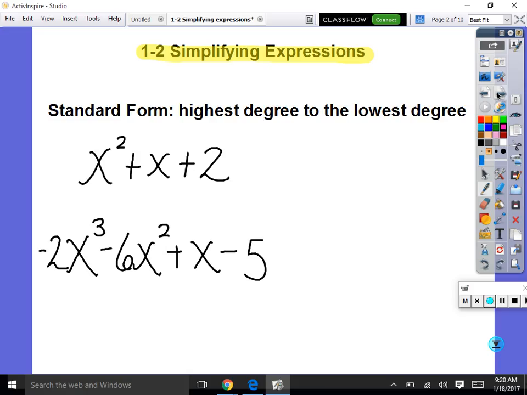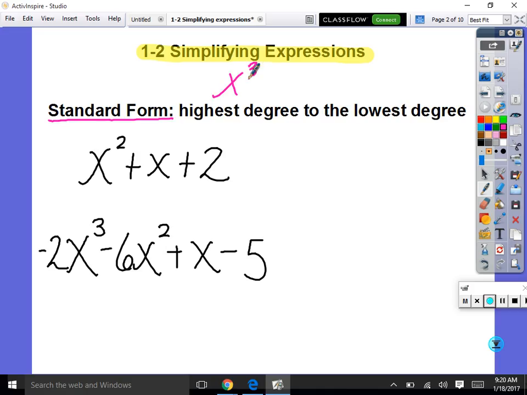So you need to really force yourself to focus and ask questions. So first of all, we need to know some vocabulary. The word standard form, you're going to hear me say that a lot through the year. What standard form means is you start with the highest degree. Now remember, the degree means exponent.